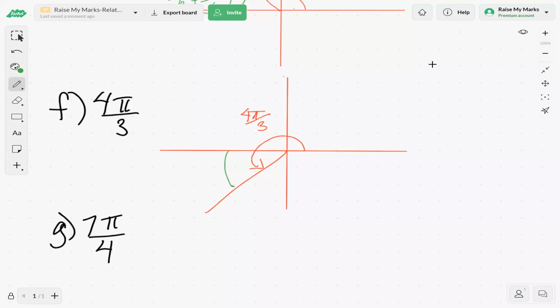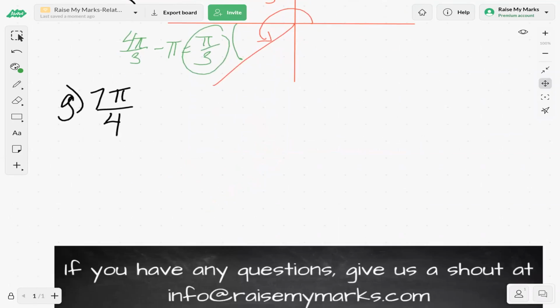Okay. So then a related acute angle is between the horizontal and the terminal arm. Okay. So in order to find that angle, we did 4 pi over 3 minus pi. And we're left with pi over 3. Good. And we have one more.